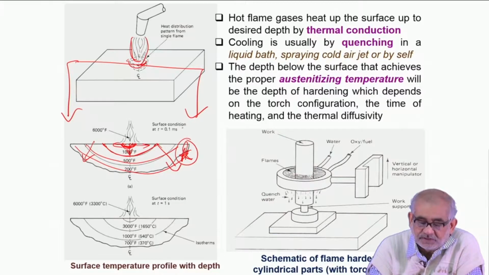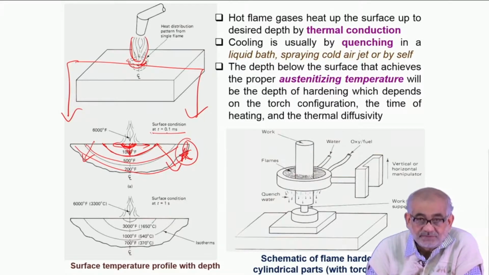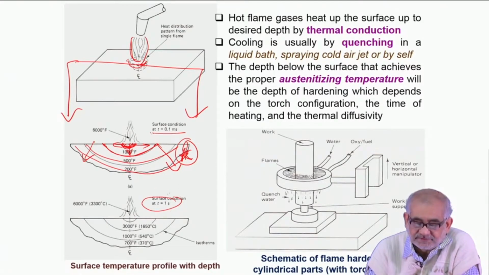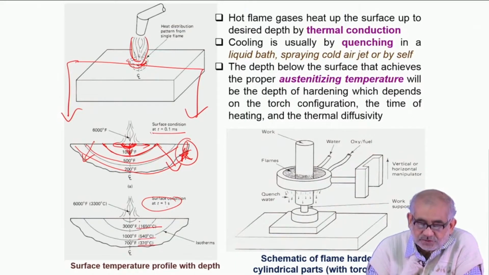And there is also a transient heating, so with time this isothermal contours change. So this is what you expect at the 0.1 millisecond region, but after 1 second, that means 100 times more than that, if the heating continues, the temperature, which earlier was about 1000 Fahrenheit or maybe 550 or so degrees centigrade, has now reached easily 1650 and so on. So this is only limited to a very shallow depth.